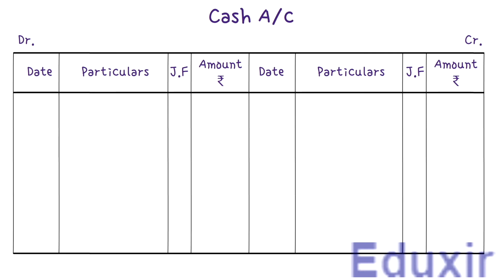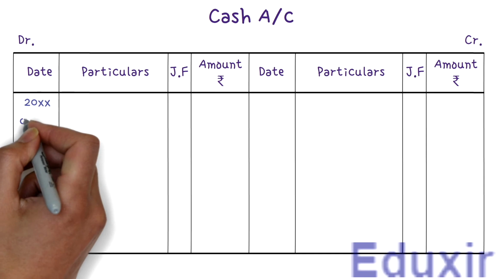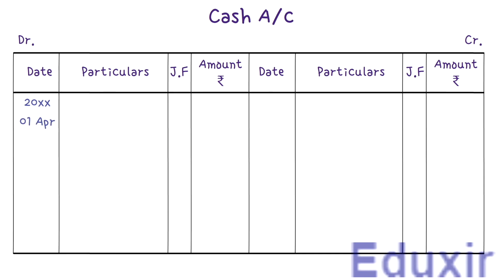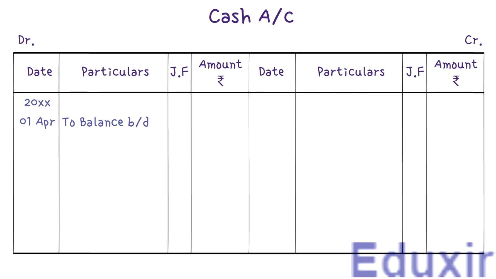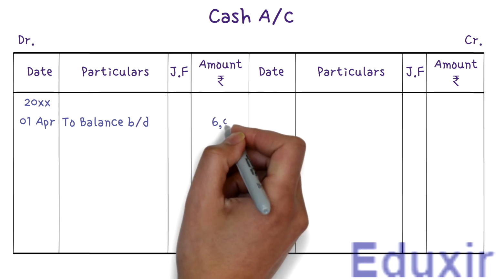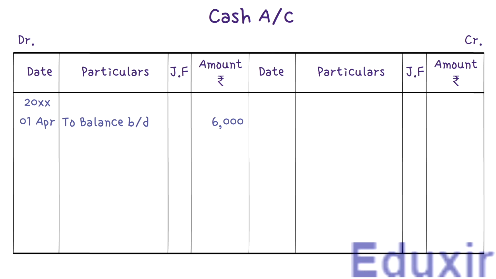As this is the first entry on the debit side, let us first write the year in the date column and then let us write the date. We need to write balance brought down into the particulars column. Let us write the debit amount of 6000 rupees in the amount column. With that, we have completed the posting of this journal entry into the cash account.